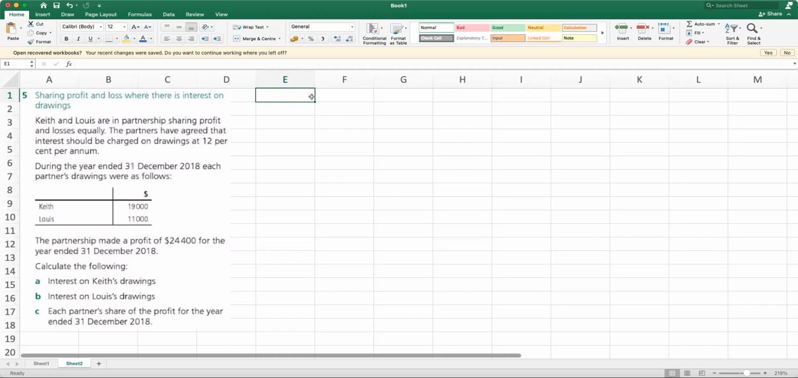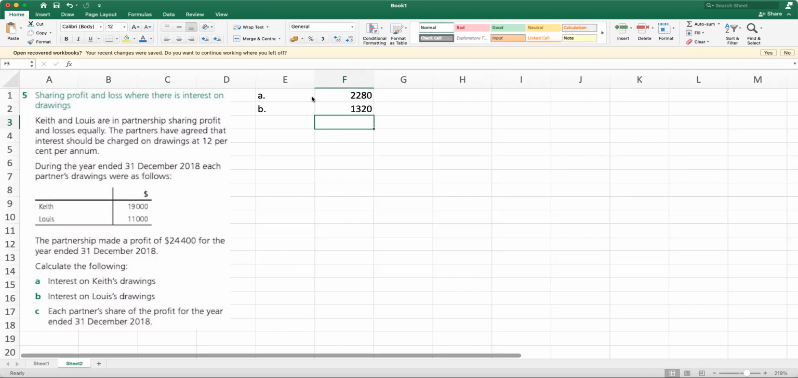So Keith and Louis took 19,000 and 11,000 respectively. They ask us to calculate how much is Keith's interest on drawings. So just take 0.12 multiplied by 19,000, and then for B, Keith has to pay 2,280 in terms of interest on drawings. And then this one will be 0.12 multiplied by 11,000. So this is the amount that Louis has to pay. Louis needs to pay 1,320, Keith needs to pay 2,280.